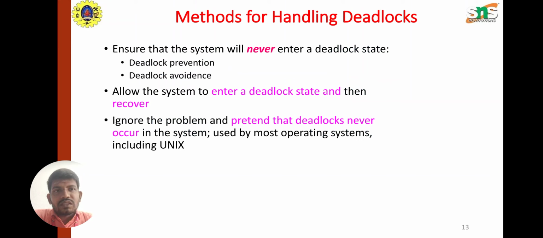Methods for handling deadlocks. First, ensure that the system will never enter a deadlock state, using deadlock prevention or deadlock avoidance. Second, allow the system to enter a deadlock state and then recover. Third, ignore the problem and pretend that deadlocks never occur in the system, which is used by most operating systems, including Unix.